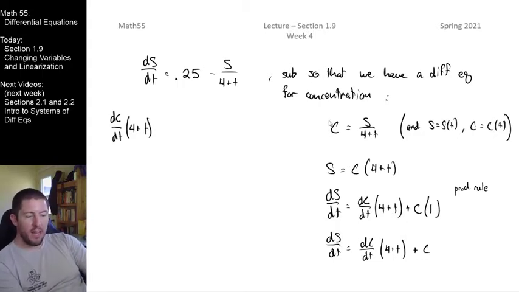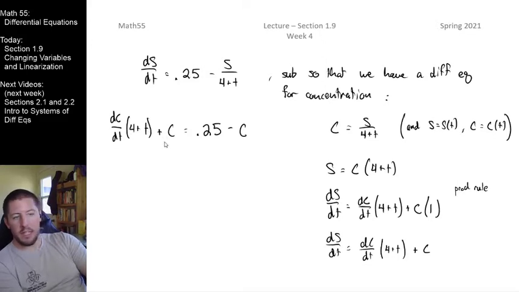Okay. So C, our concentration, is the amount of sugar divided by the volume, S over 4 plus t. And our ds dt, we did our little product rule right here to find ds dt is dc dt times 4 plus t plus c. S over 4 plus t became c, and I finally included all the terms associated with ds dt, dc dt times 4 plus t plus c. So what am I going to do? Well, it looks like I need to subtract over the c, and I need to divide everything by 4 plus t.